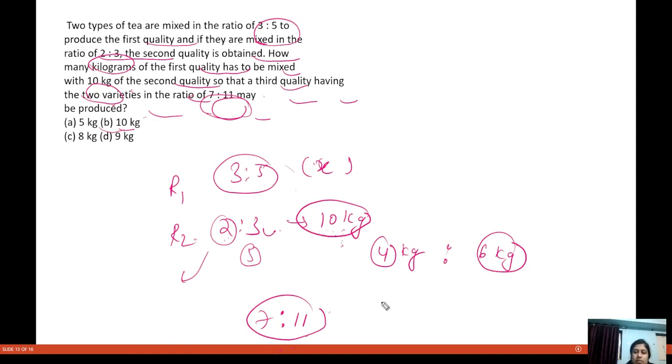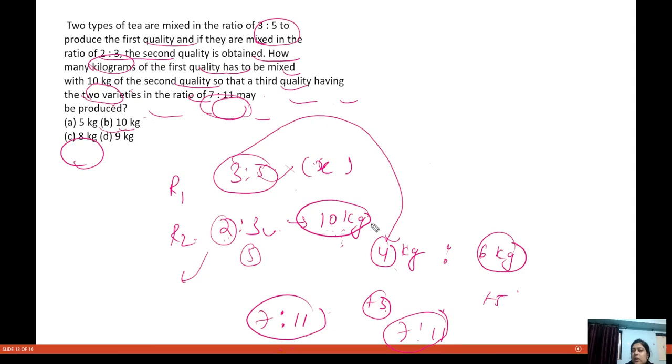Fine. Now to make this 7, add 3 kg here, and to make this 11, add 5 kg here. So this becomes 7 is to 11. So how much are you going to add? Just 8 kg, because 3 plus 5 is 8. If you add 3 kg of this quality from here and 5 kg of this quality from here, this ratio becomes 7 is to 11. So add 8 kg of the tea and you get your answer.